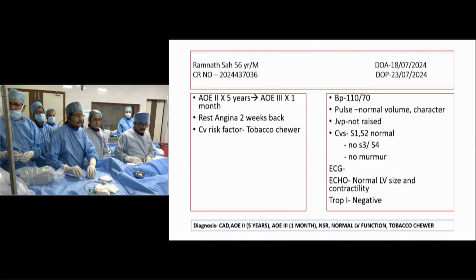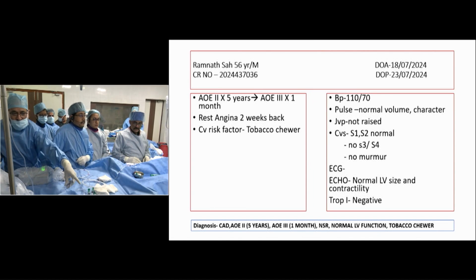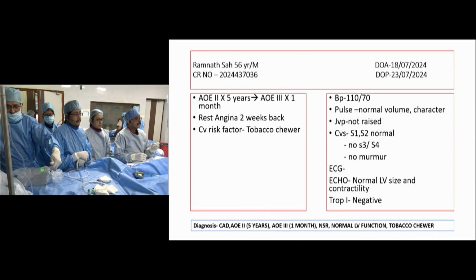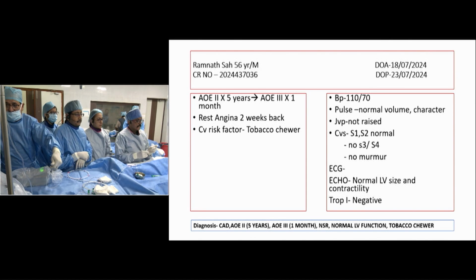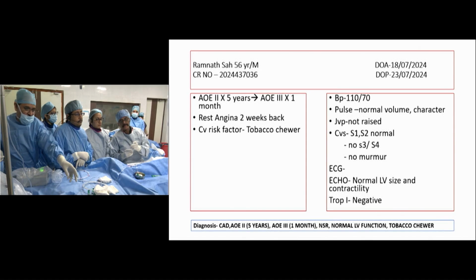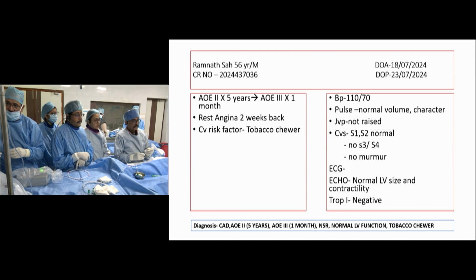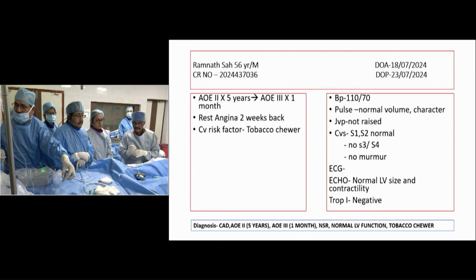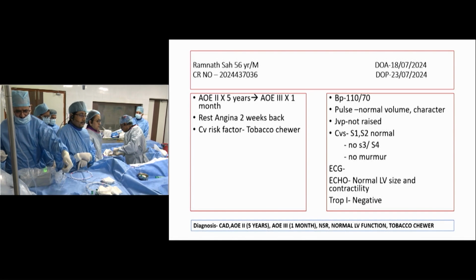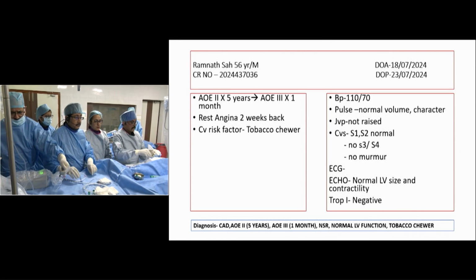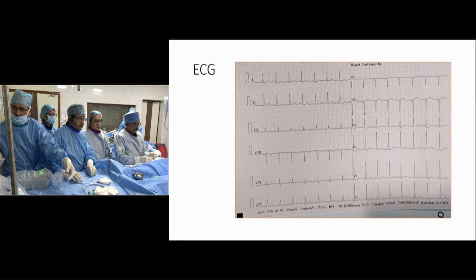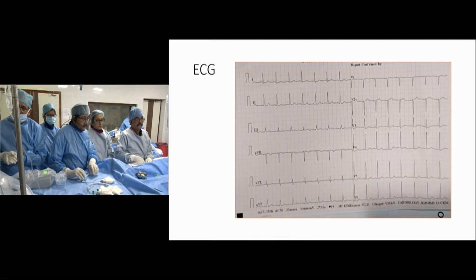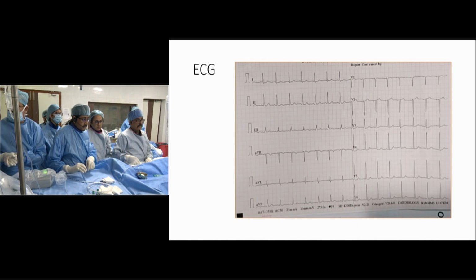Okay, we have the case slides. So we have a 56-year-old gentleman. He has a history of chronic stable angina since the past 5 years. For the past 1 month, the symptoms have worsened, and 2 weeks back, he had an episode of rest pain. He also has a risk factor of being a tobacco chewer, and clinical examination was within normal limits. Troponin is negative. Can we have the ECG? So the ECG has some ST coving, mild ST coving in V2 and some ST depressions in V3, V4.